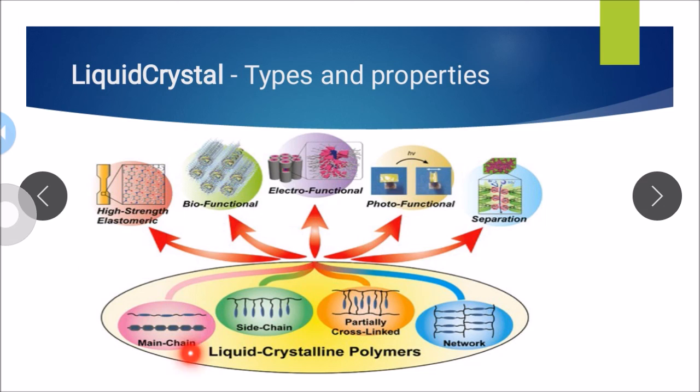And this is liquid crystalline polymer material. We have different materials: the main chain polymer, side chain polymer, partially cross-linked polymer, network polymer. So different materials have different kinds of applications. High strength elastomeric materials can be prepared using this kind of liquid crystals. Biofunctional materials also, electrofunctional materials also, photofunctional materials also use liquid crystals. And separation, that is, solvent-like materials, they are used. So a wide variety of applications are shown by liquid crystals.